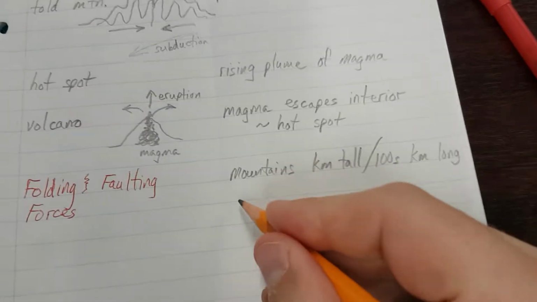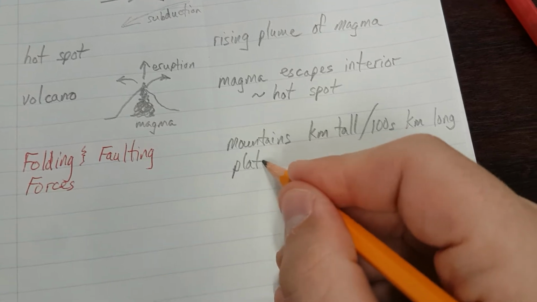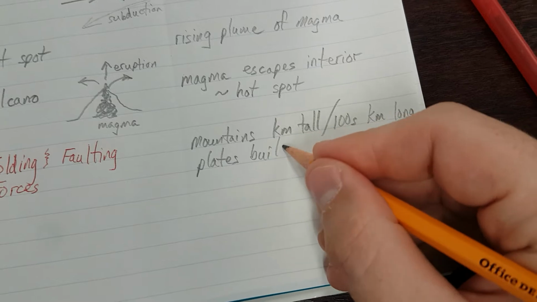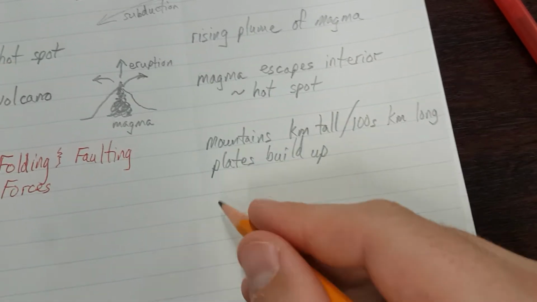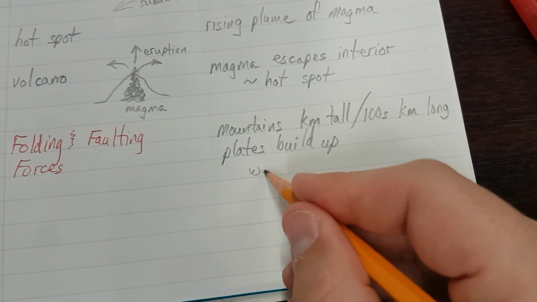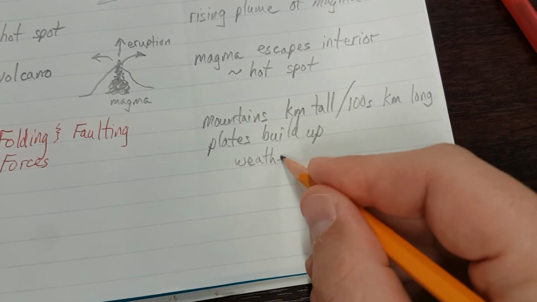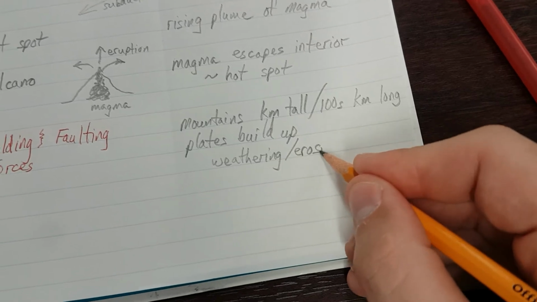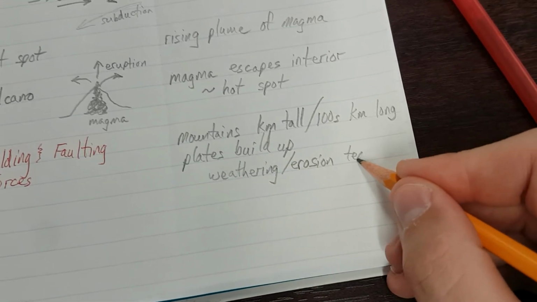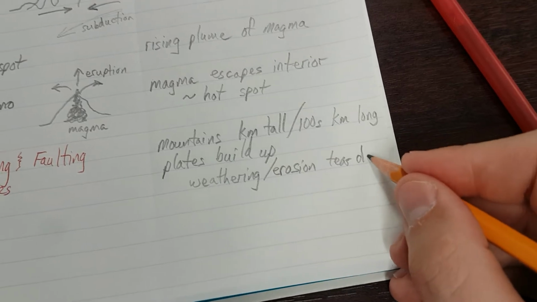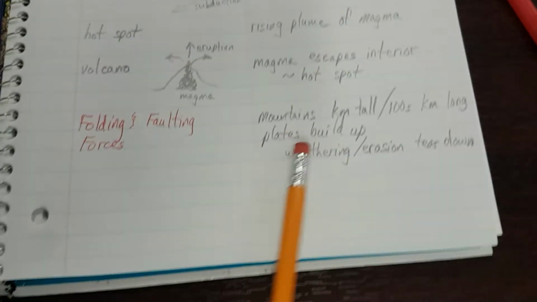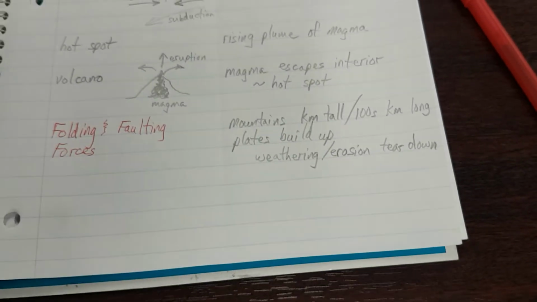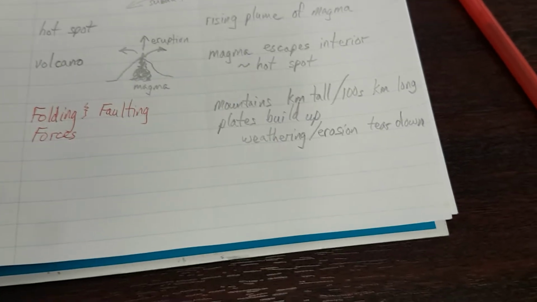Okay, so plates, P-L-A-T-E-S, build up, B-U-I-L-D, up, but weathering, W-E-A-T-H-E-R-I-N-G, slash erosion, E-R-O-S-I-O-N, tear, T-E-A-R, down, D-O-W-N. So plates build mountains up, but weathering and erosion tears them down. Mountains are constantly changing. They are not permanent.